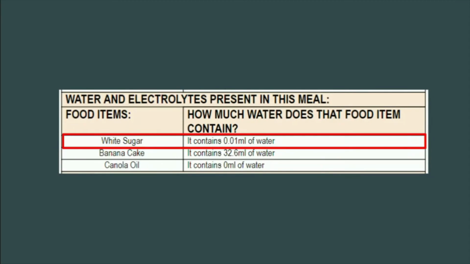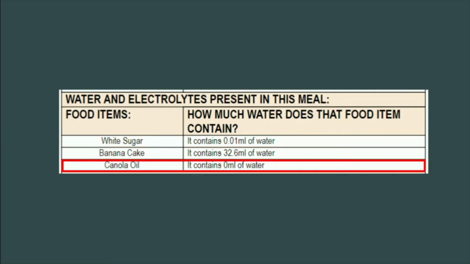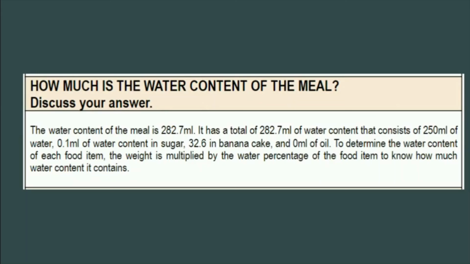So as for the food items, white sugar contains 0.01 ml of water, 32.6 ml for the banana cake, and 0 ml for the canola oil. The total water content of this meal would be 282.7 ml. It reached this amount as this meal also includes a cup, or 250 ml, of water. The water content of the food items is determined by multiplying the weight by its specific water percentage.